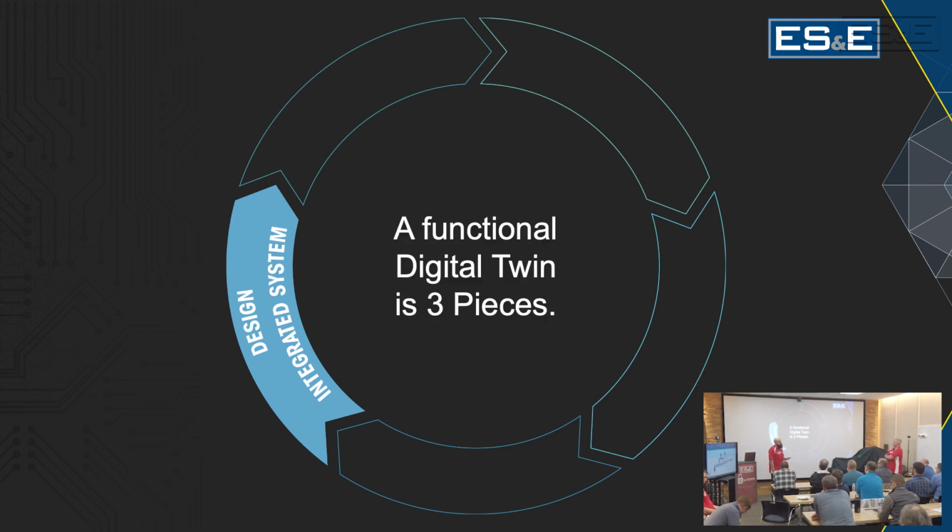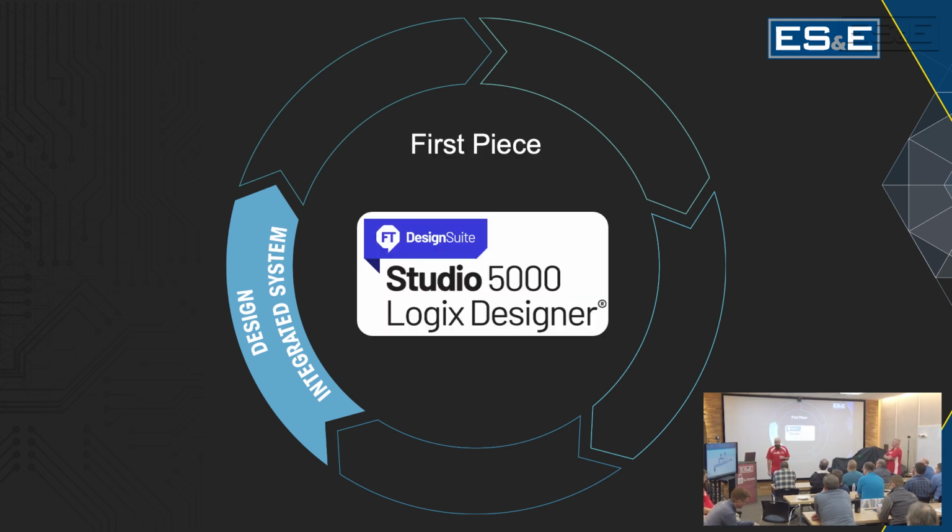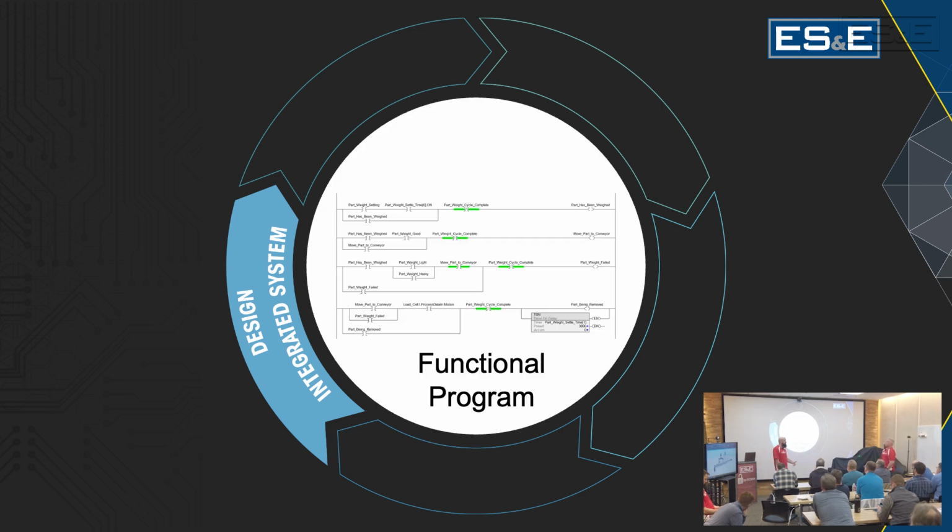Right. So there's basically 3 pieces to your digital twin. The first piece is your programming. Studio 5000 Logix Designer, we've been talking about that already. That's just your programming software, the tool that you use to develop logic that's going to actually control your machinery. You'll develop a functional program using Studio 5000, and you'll need that to run your machine anyway. So we would have to write code, some pieces of code, to get that functionality to work.